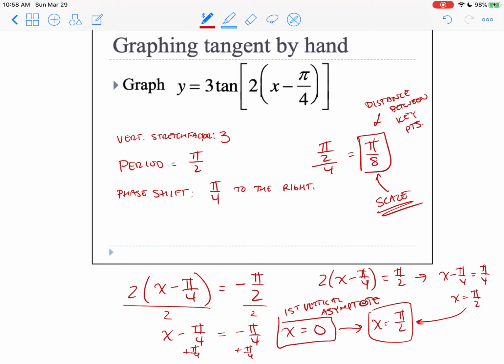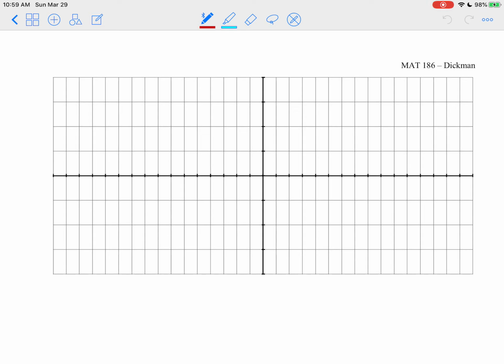So now I'm going to go over to my graph and start graphing this. I know that I want my first vertical asymptote to be at 0, my second one to be at pi over 2. The phase shift doesn't even matter because once I have my vertical asymptotes, I've set it up in such a way that, because this is tangent, I'm just going to go negative 1, 0, 1 right down the line, except instead of being negative 1, 0, and 1, it's going to be negative 3, 0, and 3 because of the vertical stretch factor. Okay, and this is going to be the scale that I use, pi over 8. So let's just go over to the graph and make this happen.